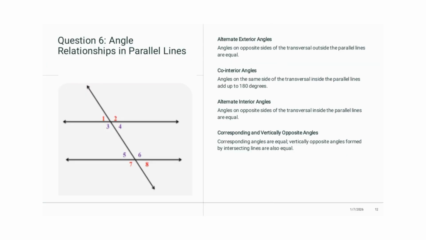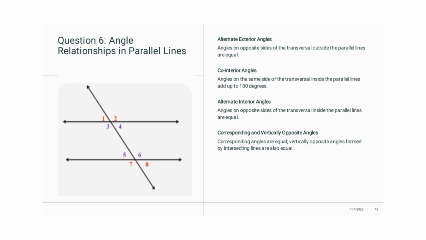The last question focuses on angle relationships formed when a straight line intersects two parallel lines. These include alternate exterior angles, co-interior angles, alternate interior angles, corresponding angles, and vertically opposite angles. For example, angles 1 and 8 are alternate exterior angles and are equal, while angles 4 and 6 are co-interior angles and are supplementary, meaning their sum is 180 degrees.